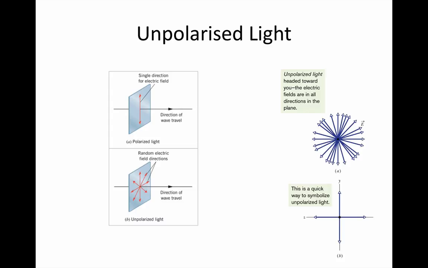Now, the quick way to show it is simply, rather than all of those arrows, using two perpendicular arrows of equal length. So that is what we use to indicate randomly polarized, otherwise known as unpolarized light.